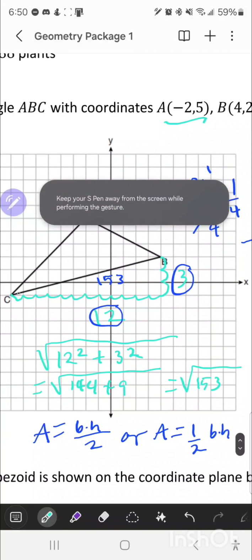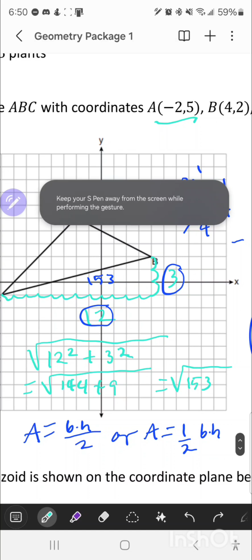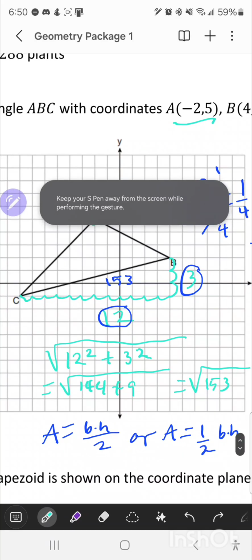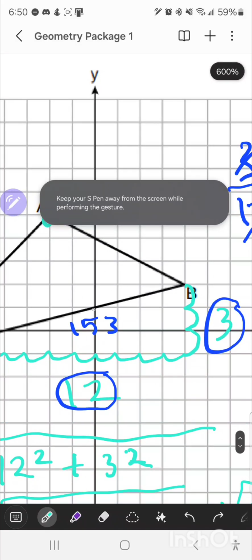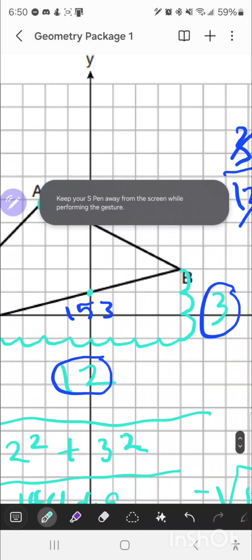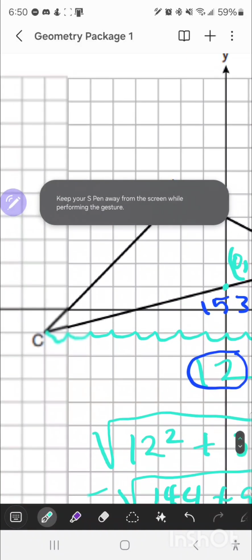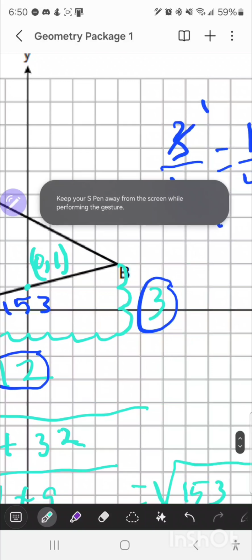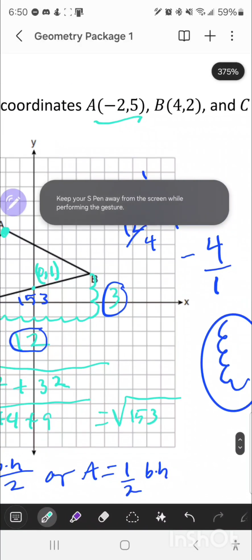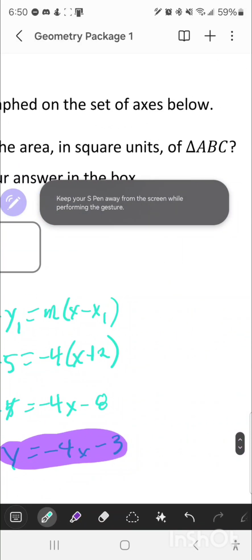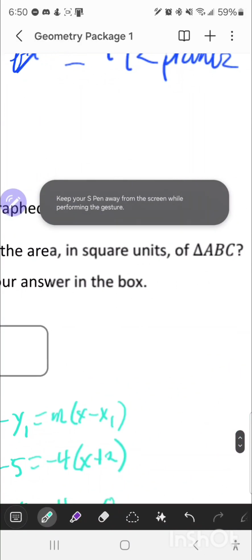Now we also want the equation for the base. This is a really hard question. We know the slope and we know one of the points. I'm going to use the easiest one, which is this one right here, 0, comma 1. I know it's not like C or B, but we can see it easily on the graph, and it's the easiest one to use. So I'm going to use that one, and I know that my slope for this one will be 4.